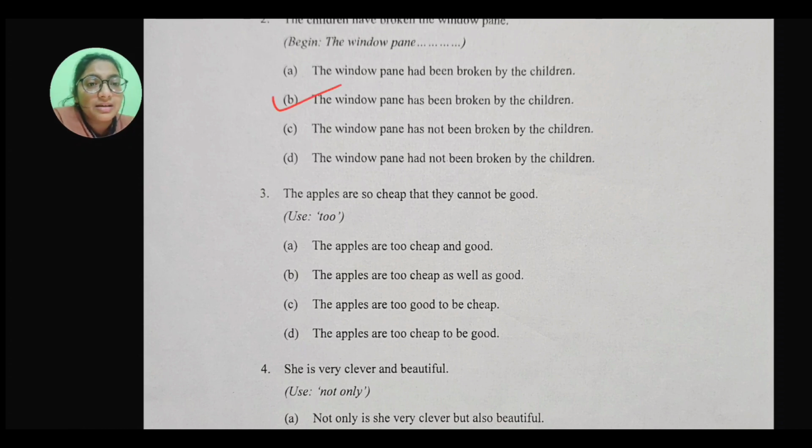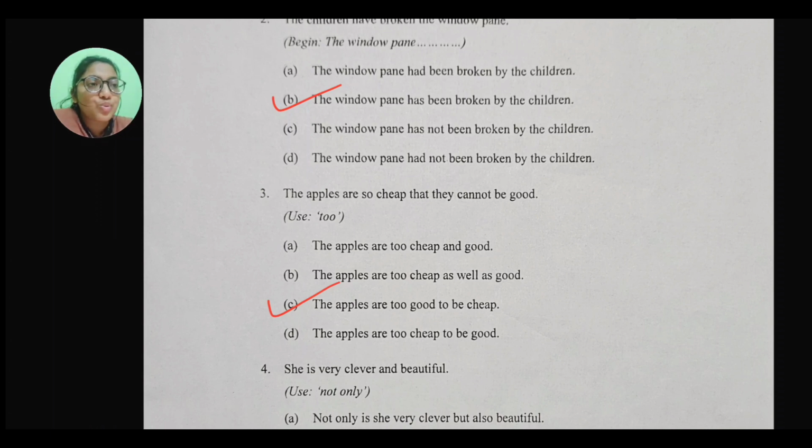Now, question number 3 over here. The apples are so cheap that they cannot be good. We have to use too over here. The options are, the apples are too good and cheap. B, the apples are too cheap as well as good. C, the apples are too good to be cheap. D, the apples are too cheap to be good. So the correct answer will be number D over here. The apples are too cheap to be good.